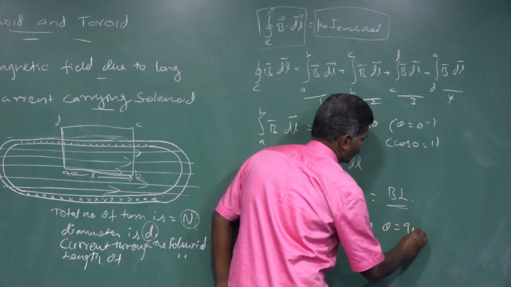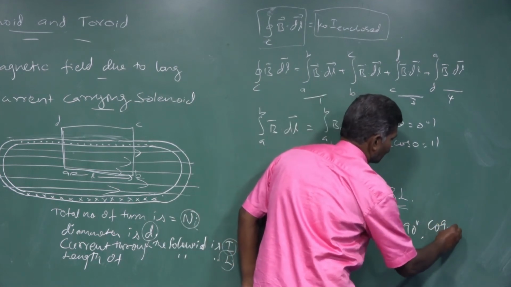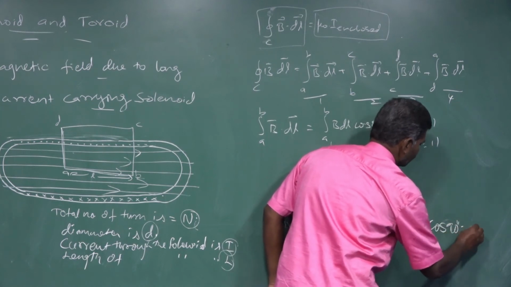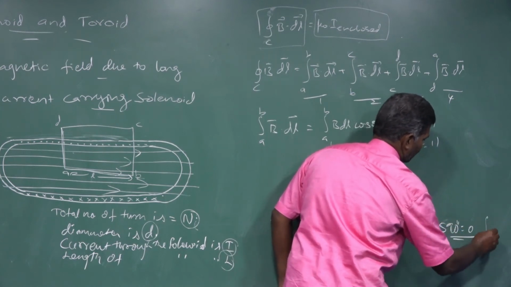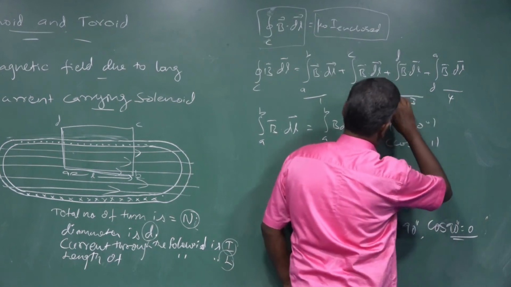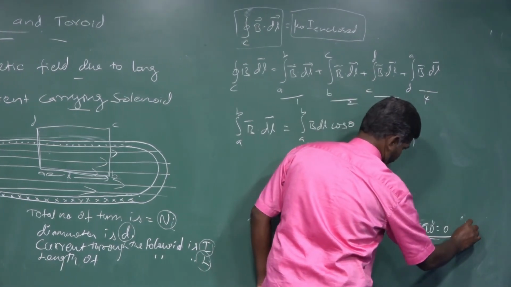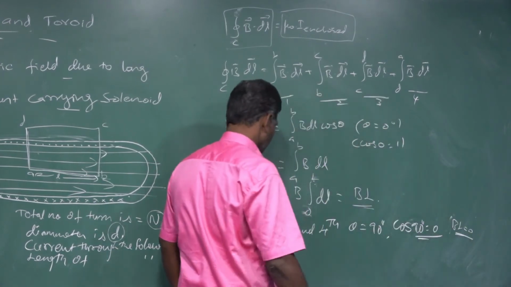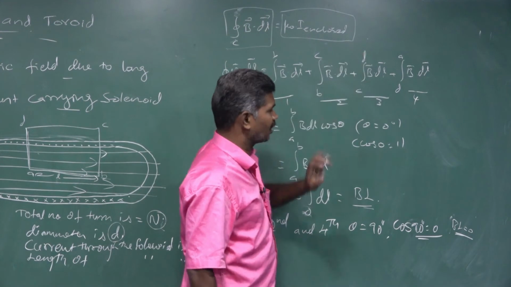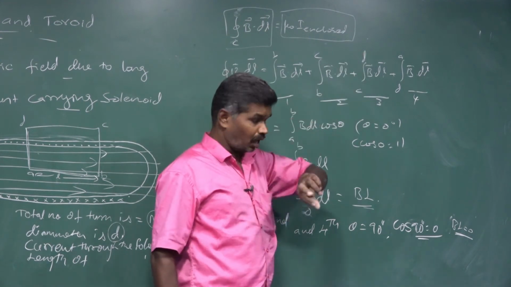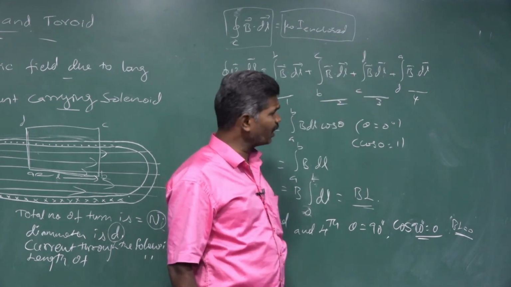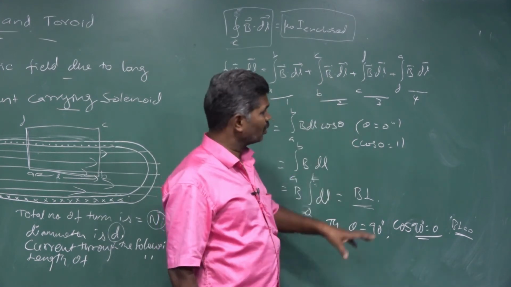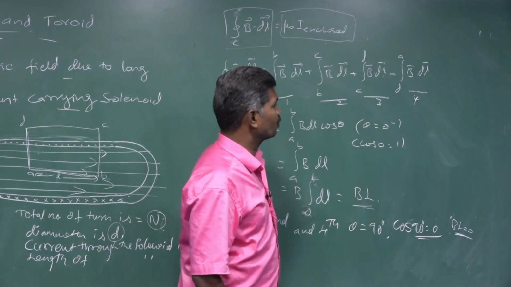Theta value is equal to 90 degrees. So cos 90 degrees is equal to 0. That's why the second and the fourth integral values become 0. BL value is equal to 0. Then we have a third integral. That third integral is outside the solenoid. Outside the solenoid, we are not having any current loop. That integration value becomes 0.